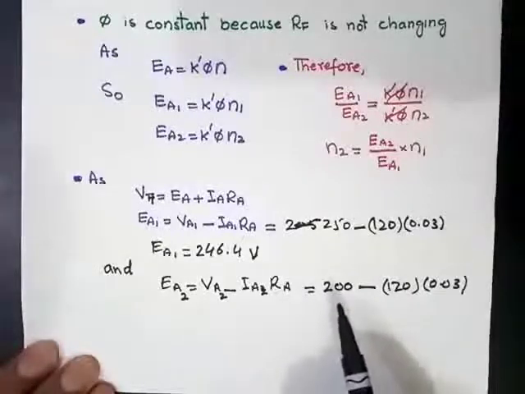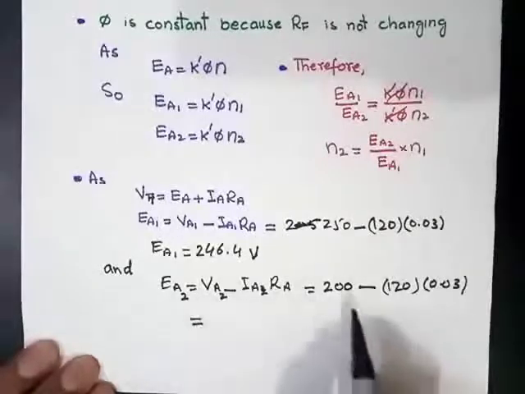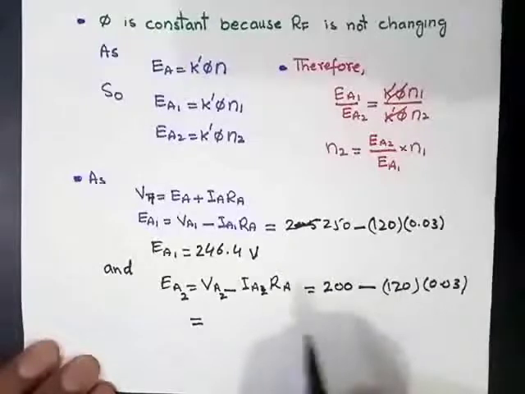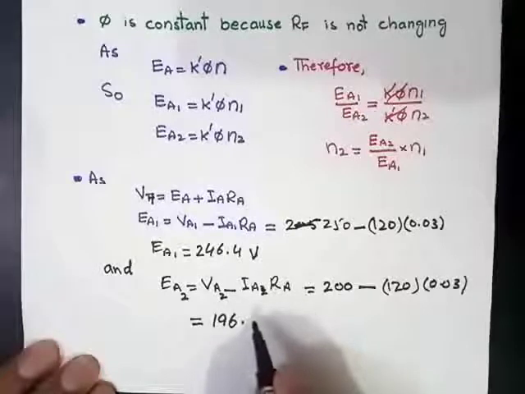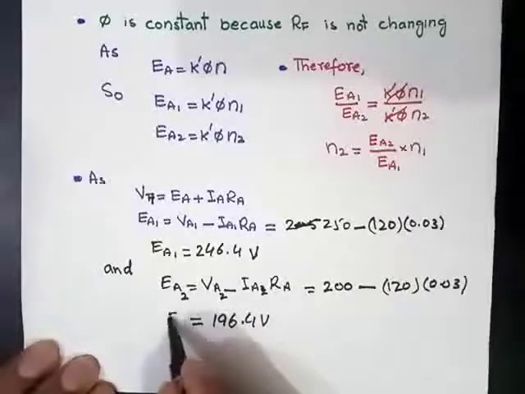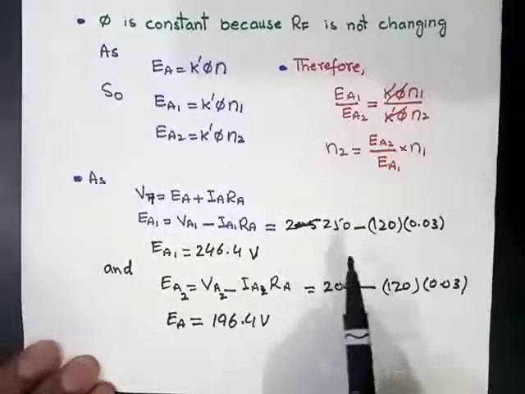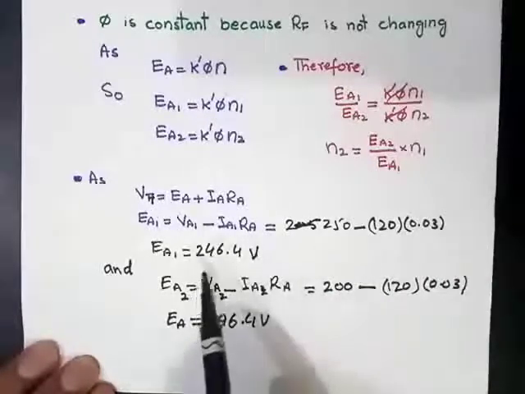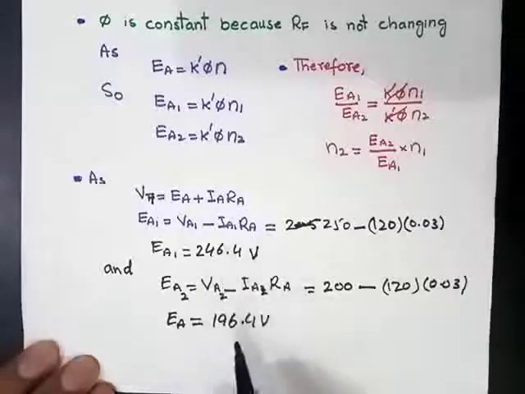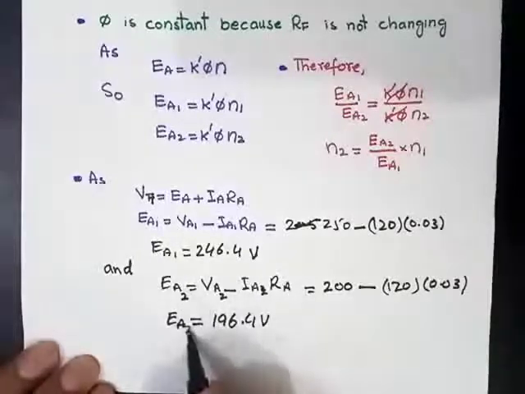When the armature voltage will be 200 volt, then the internal generated voltage will be equal to, after solving this equation, we get the internal generated voltage is equal to 196.4 volt. That is, when we decrease the armature voltage from 250 volt to 200 volt, then the internal generated voltage is decreasing from 246.4 volt to 196.4 volt. So these are the values of EA1 and EA2.